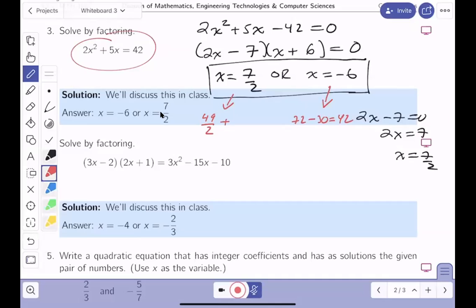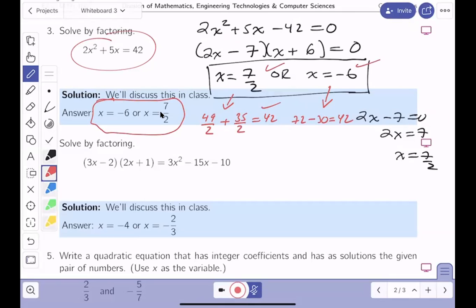Plus 35 halves. And they said it equals 42. I don't know. What's 49 plus 35? That's 84. Oh, yeah, it does work. 84 halves is 42. Do they give me the right answers? Yes. 7 halves or minus 6.